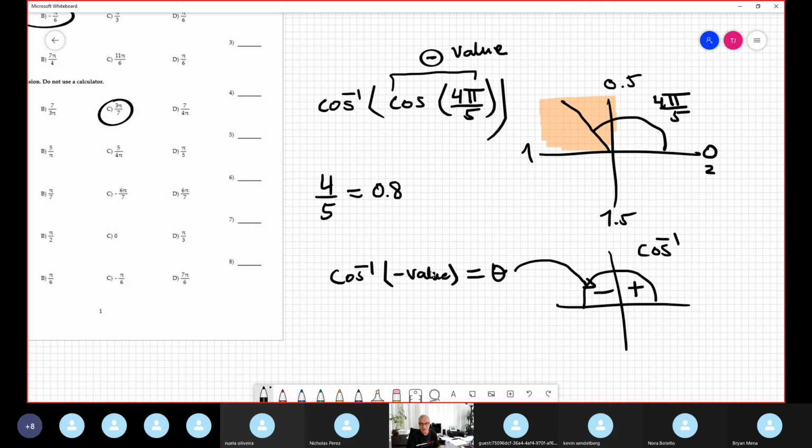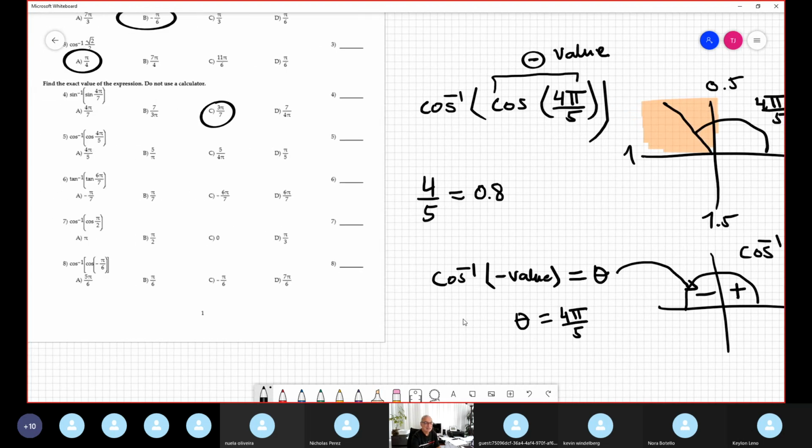Wow, I like this. The original angle lies in the second quadrant. It's a negative value, and the negative value inside the cosine inverse gives an angle in the second quadrant. So they are a perfect coincidence and theta is 4 pi over 5. End of the story. It's not necessary to find a reference angle, nothing. And the answer is 4 pi over 5. In this case, they are a perfect coincidence.